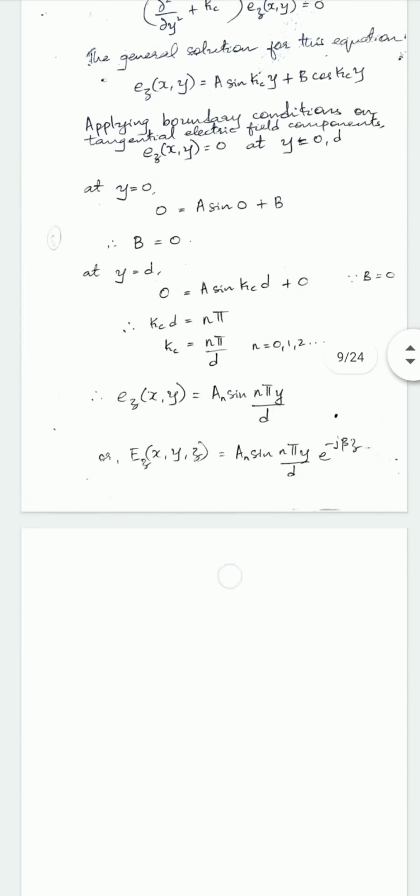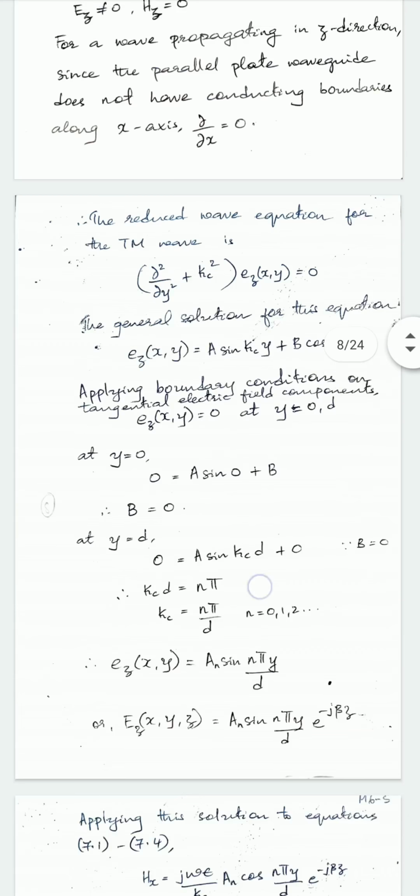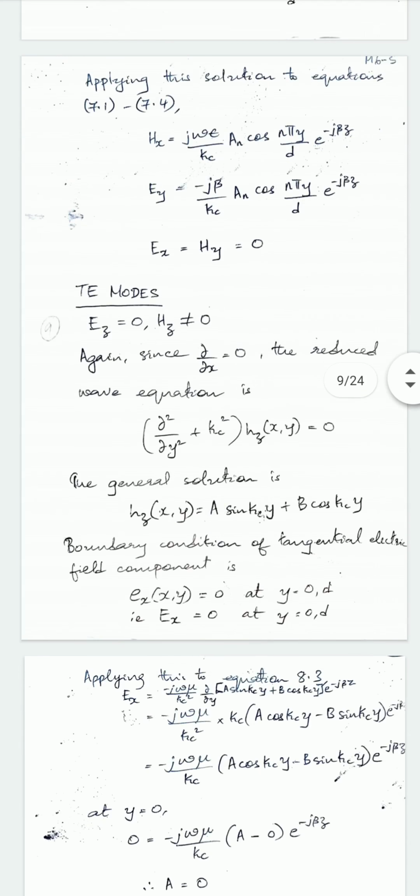So after differentiation, you will get this result as Hx is j omega epsilon by kc A cos(n pi y by d) e raised to minus j beta z, and Ey is minus j beta by kc A cos(n pi y by d) e raised to minus j beta z, Ex and Hy equal to 0.